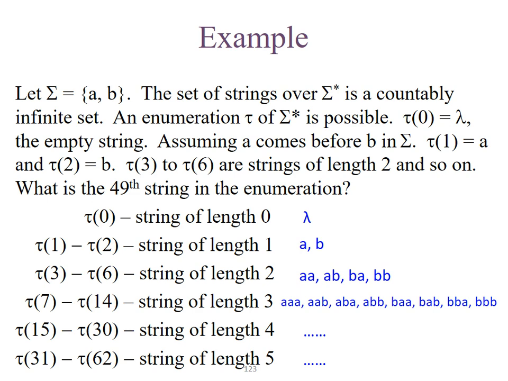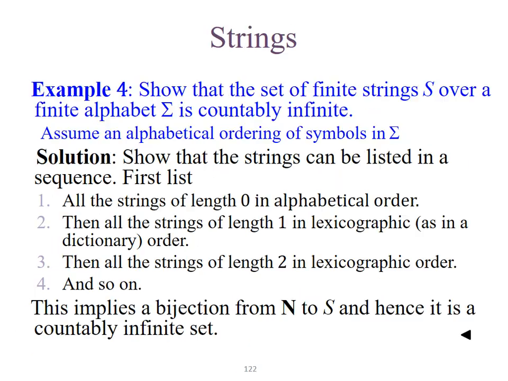Okay, then we have the strings with length 2: AA, AB, BA, BB. Now we can assign the order once we construct these finite strings: 1, 2, 3, 4, 5, 6, 7, 8. So by these orders, we can list all these finite strings. This is how we prove that the set of finite strings over a finite alphabet set is countable.